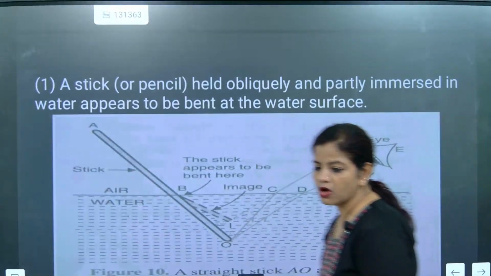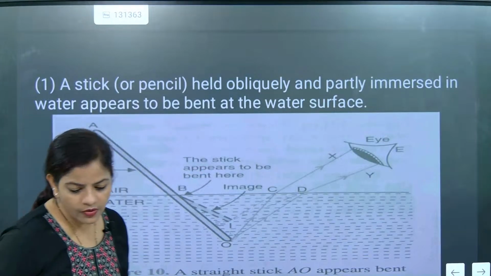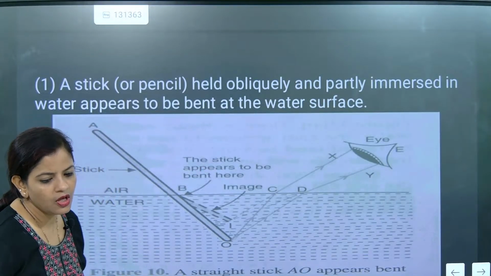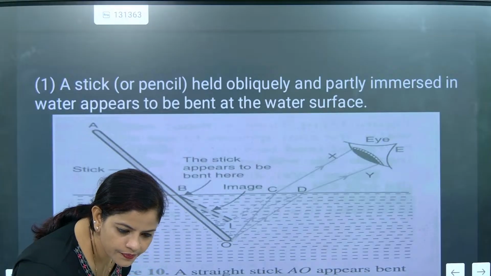Now we are going to talk about numericals. We are going to talk about Snell's law. We are going to solve some questions also. Very good. The answer is approximately no. Who is telling that?